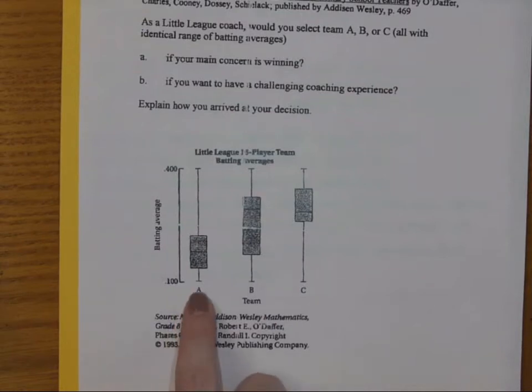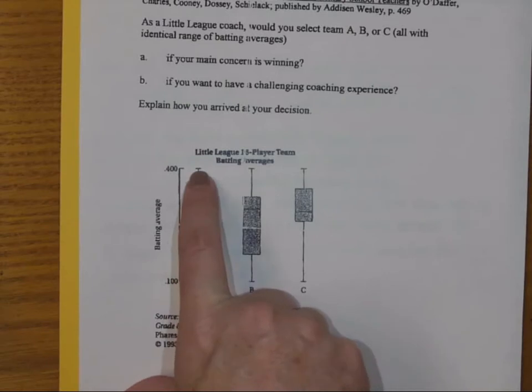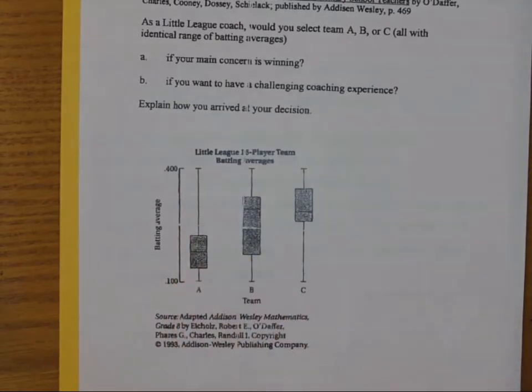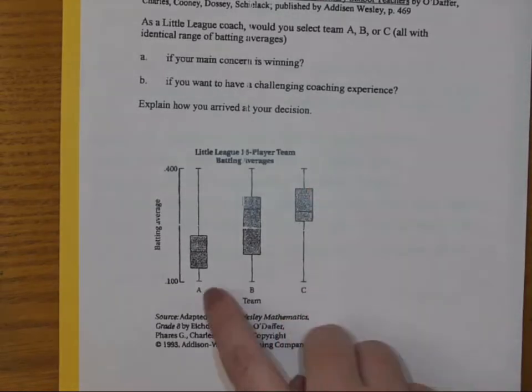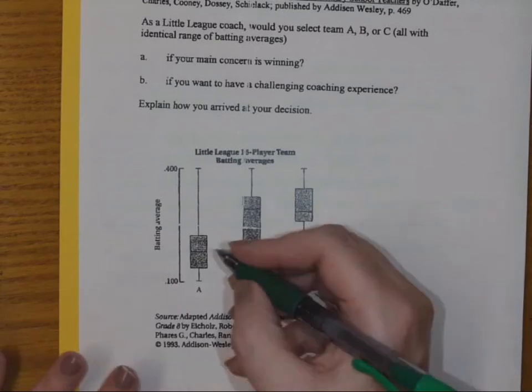Okay, so notice for all the teams, the lowest batting average player is a .100. Okay, and the highest batting average player is the .400. And all of the rest of the teammates are in between those batting averages. Okay, so notice in all 3, the lowest batter is here, the highest batter is here, but how the middle is spread out is significant. Okay, so let's kind of label this.